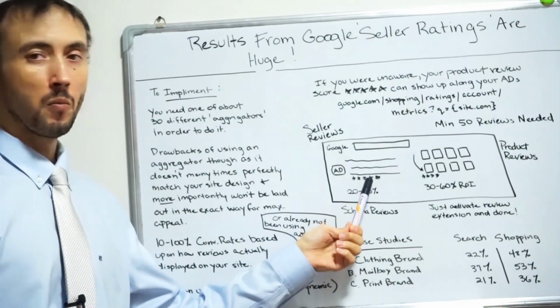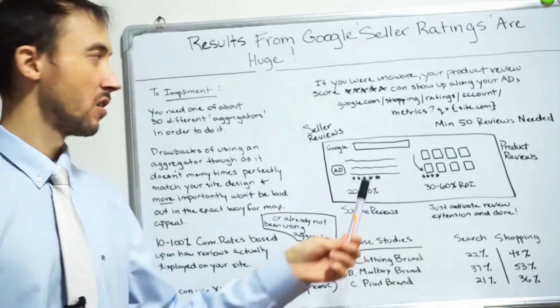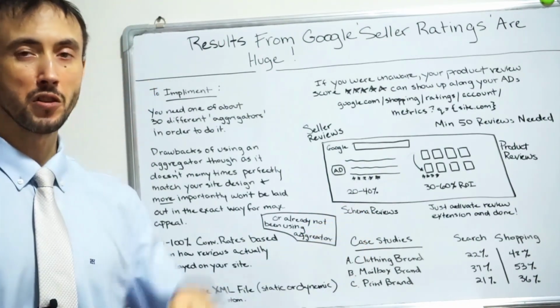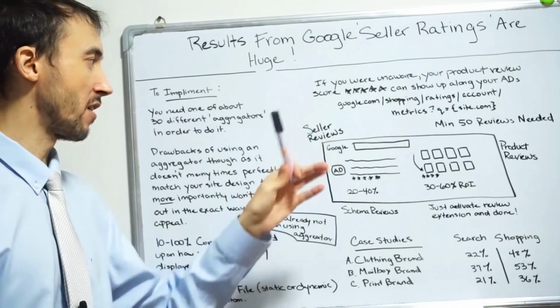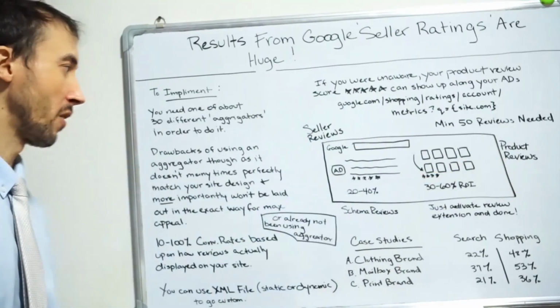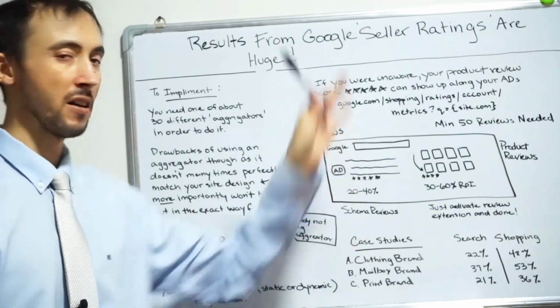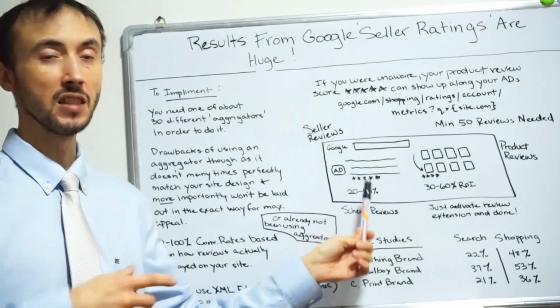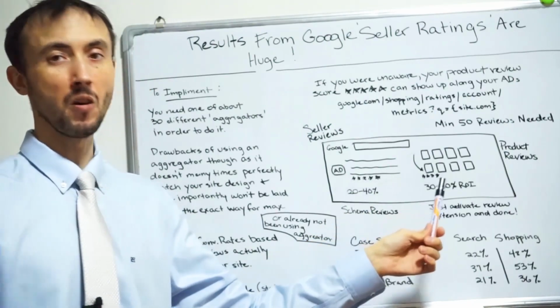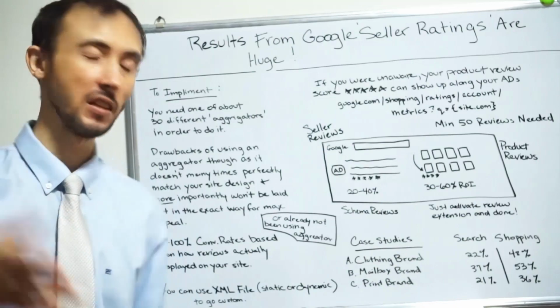In the PPC realm, that's not the case. Your stars will show up as long as your feed's uploaded and you have your third-party aggregator sending your data to Google, okay? Or you've got your XML file sending it, and then all your ads will show stars at the same time. Same thing with the shopping. All the ads will show the stars at the same time.